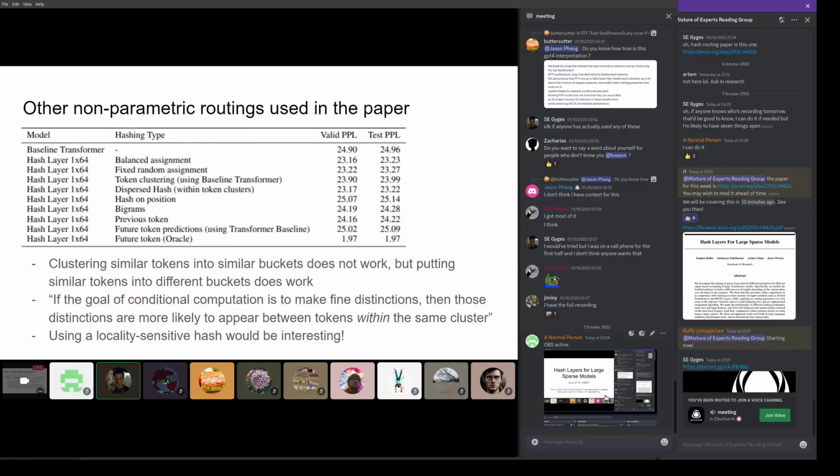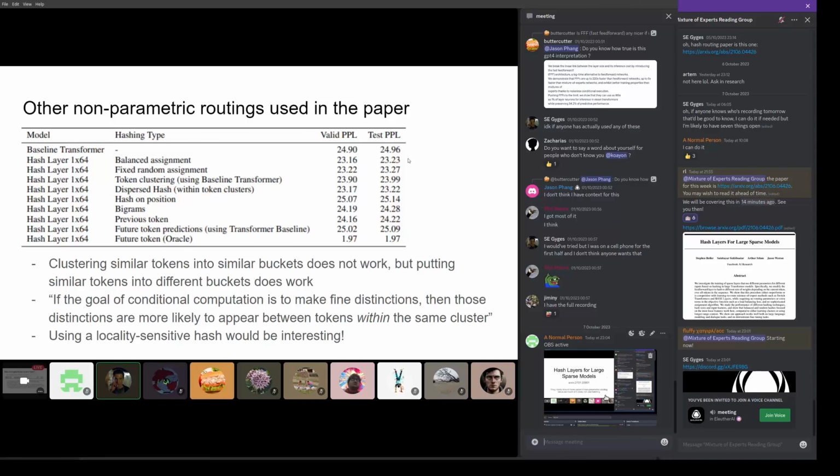So if you have a given bucket, a given cluster in your tokens, you assign the members of that cluster to different experts as much as possible, you get back to essentially the same performance you have when it's random. Token clustering is worse. Dispersed hash, where you disperse things across a cluster, gets all the way back to where we got with balanced assignment. Fixed random assignment loses to balanced assignment, but by very little. It doesn't seem very important.